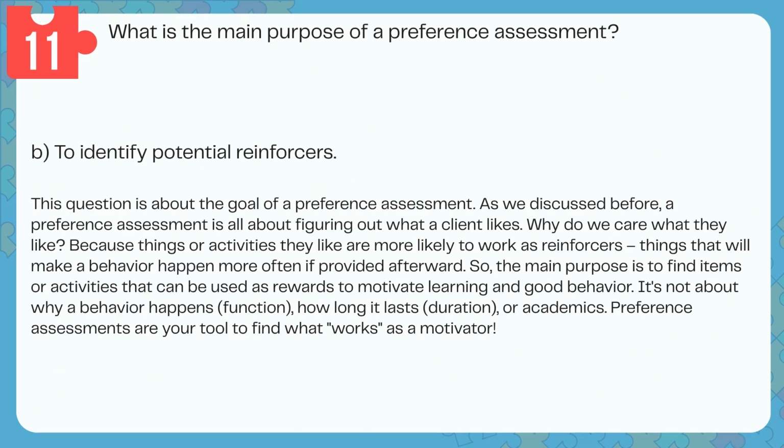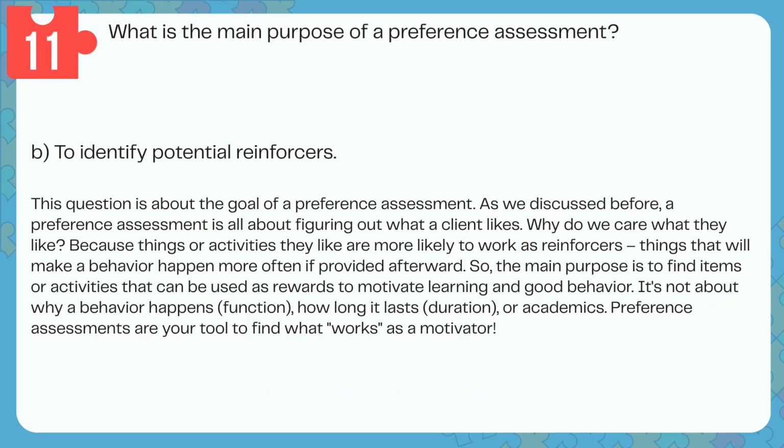Answer: B. To identify potential reinforcers. This question is about the goal of a preference assessment. As we discussed before, a preference assessment is all about figuring out what a client likes. Why do we care what they like? Because things or activities they like are more likely to work as reinforcers.